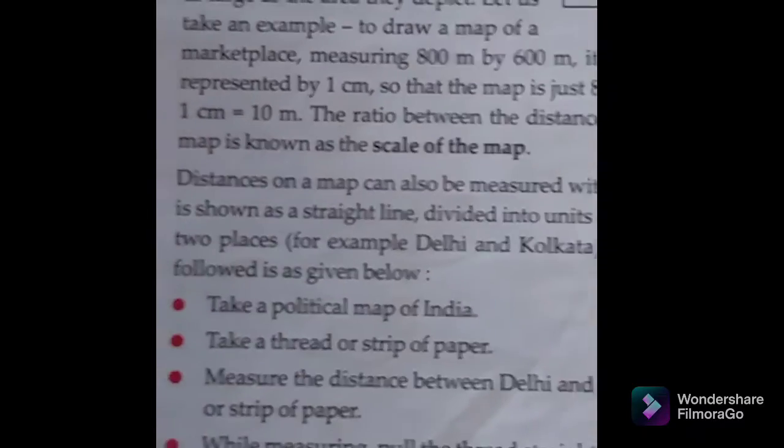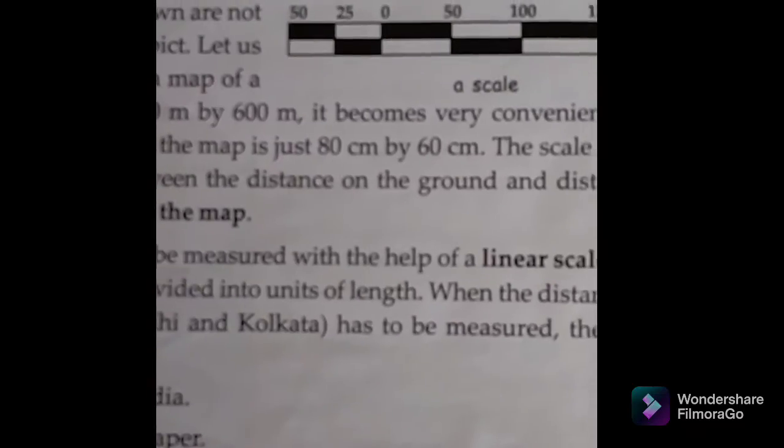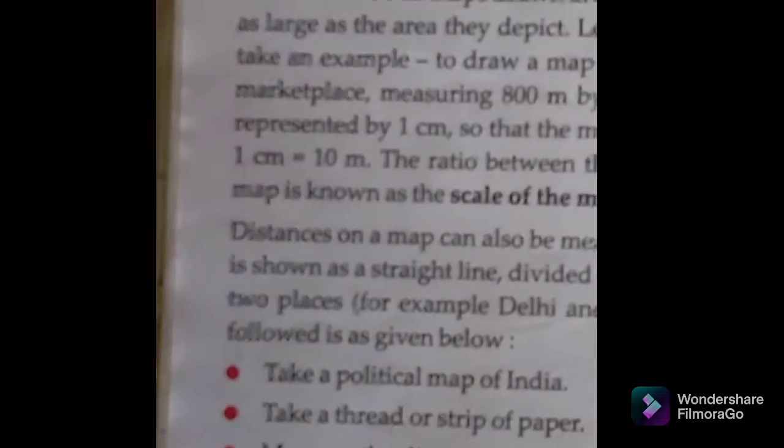To draw a map of a marketplace measuring 800 meter by 600 meter, it becomes very convenient if 10 meter is represented by 1 centimeter, so that the map is just 80 centimeter by 60 centimeter. The scale would state 1 centimeter equals 10 meter. The ratio between the distance on the ground and distance on the map is known as the scale of the map.